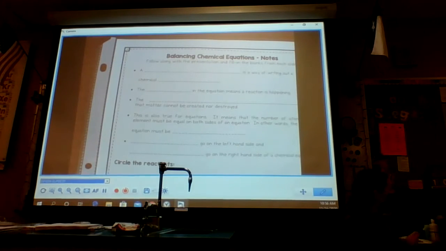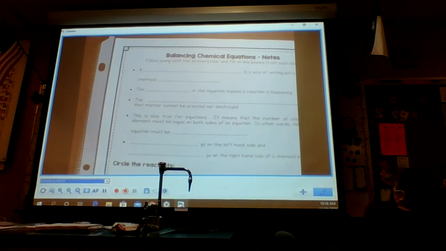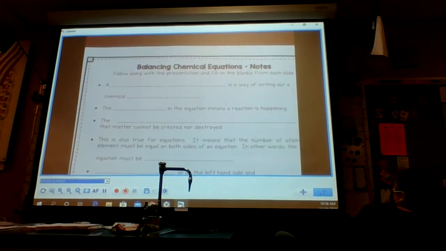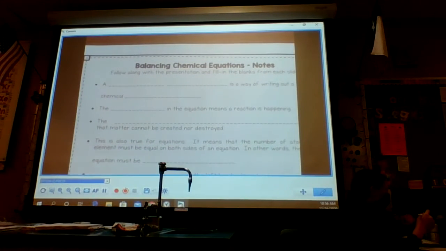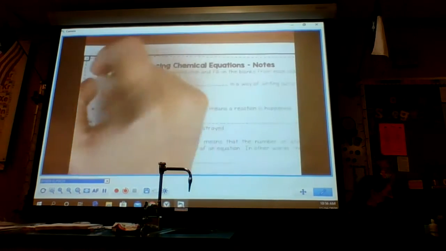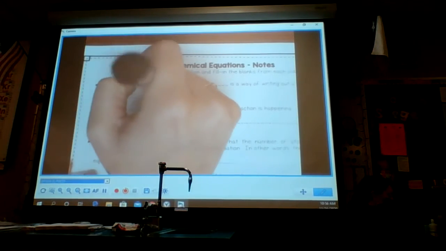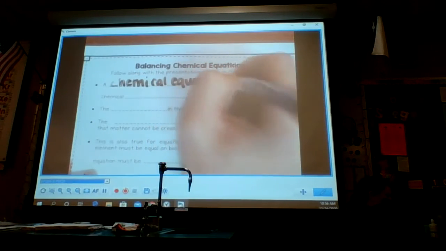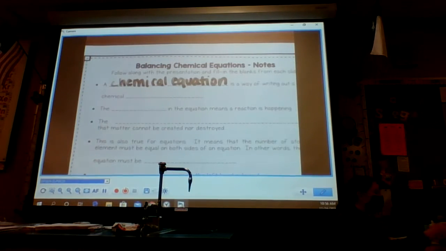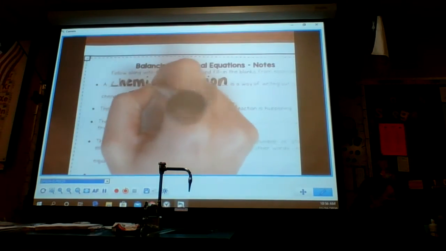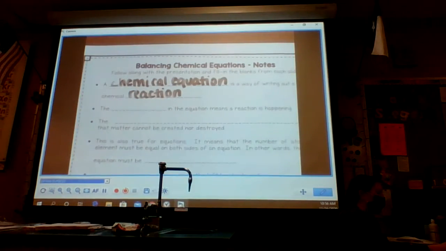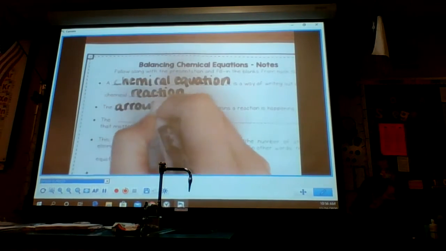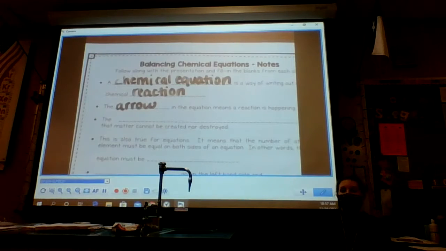Let me zoom in a little bit. Can y'all see that okay? Alright, so chemical equation is our first 2 words. A chemical equation is a way of writing out a chemical reaction. The arrow in the equation means a reaction is happening.